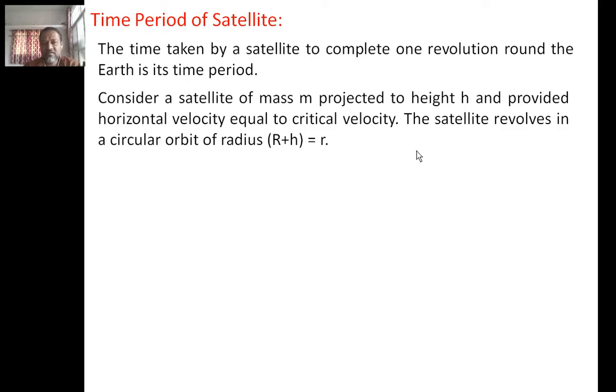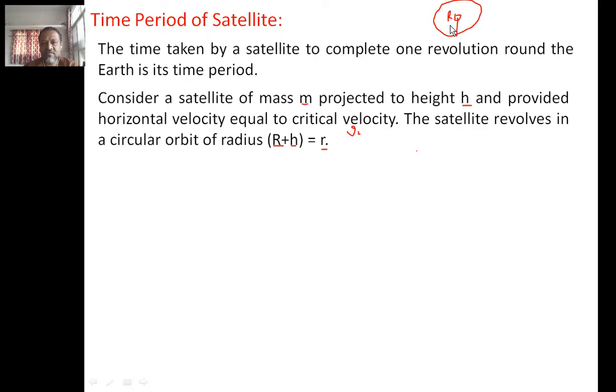let's consider a satellite of mass small m projected to a height small h, and provided a horizontal critical velocity, that is, we know the critical velocity is vc, and the satellite revolves in a circular orbit of radius r plus h is equal to r. Now what is this capital R? R is the radius of this Earth, not to scale, but we can understand.